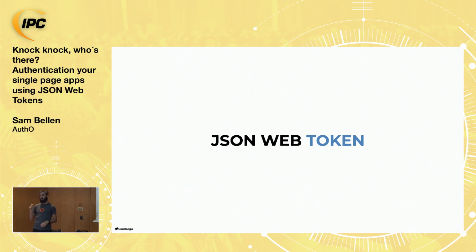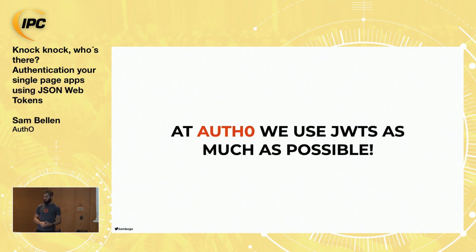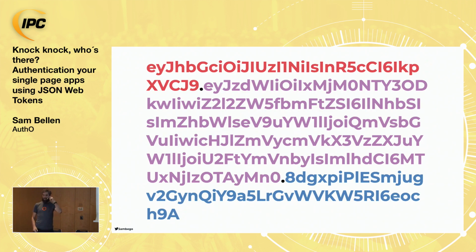A JSON Web Token. So the name says it all. It's JSON and it's a token. And at Auth0, we use JSON Web Tokens as much as possible, just because they're cool and we like them. And this is a JSON Web Token. And as you can see, they consist of 3 different parts, 3 different colors with a dot in the middle. Who's ever noticed that the JSON Web Token consists of 3 different parts? A few people. Nice. Good.